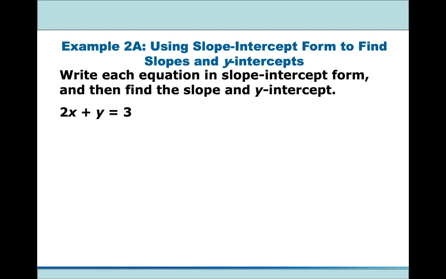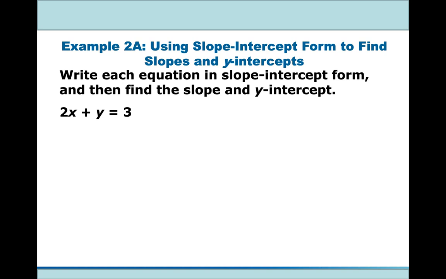So let's take a look. Here we have an equation, 2x plus y equals 3. Well, we have an issue. The 2x is not where it needs to be, because remember the equation is y equals mx plus b. So we really need that y to be by itself, and we need the 2x on the other side of the equation. Well, how do we get rid of the 2x?